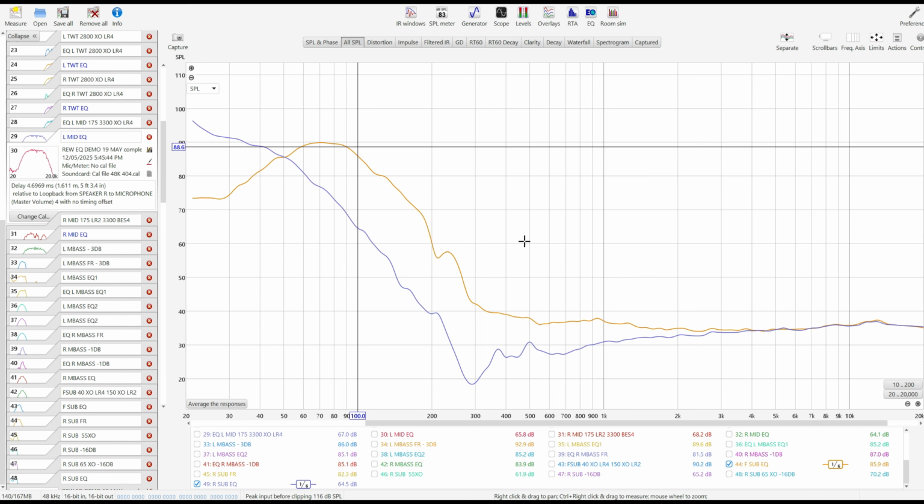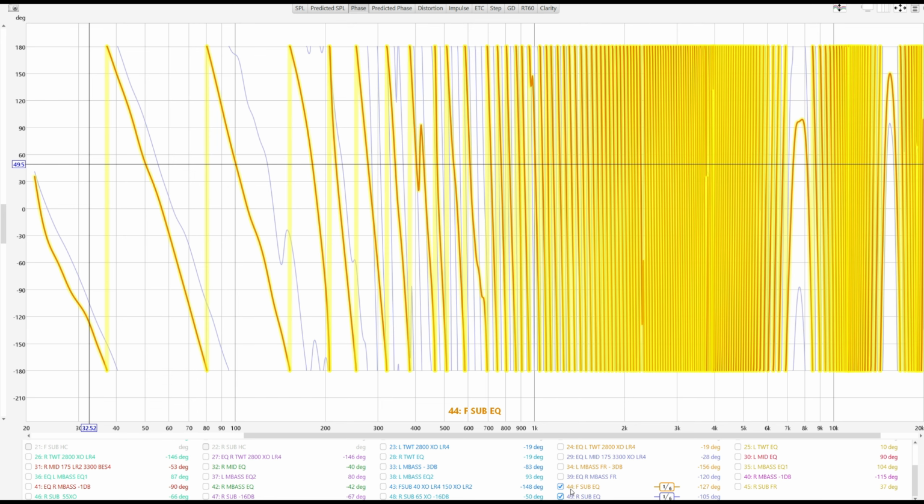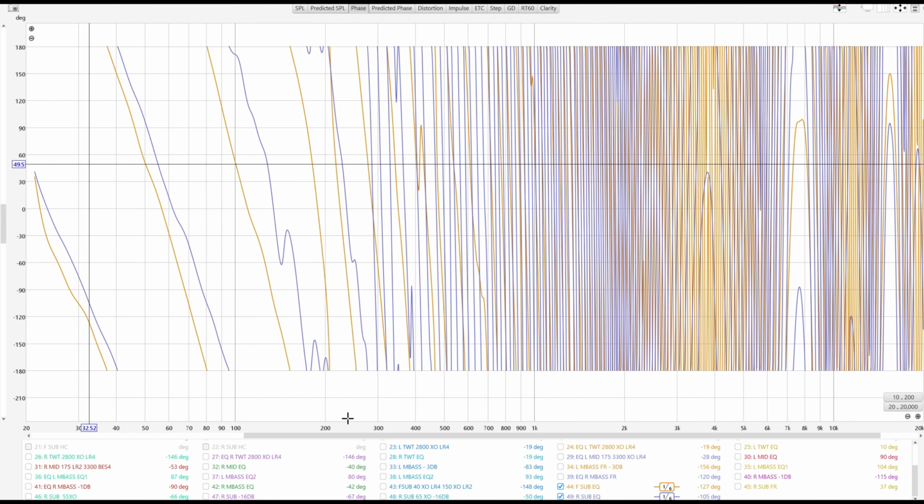So let's pop into the overlay section and then bring up the phase, and here we have the front sub and the rear sub selected. And so this is the phase chart. What we have here, just looking at the window, is we've got the frequency down the bottom running from 20 Hertz all the way to 20,000 Hertz, and then we have the phase wrap, for want of a better term. So here's the zero line.